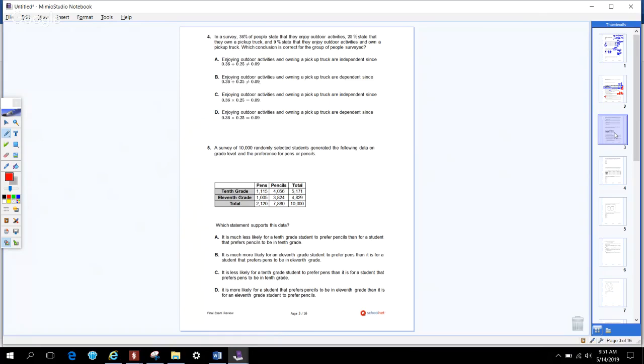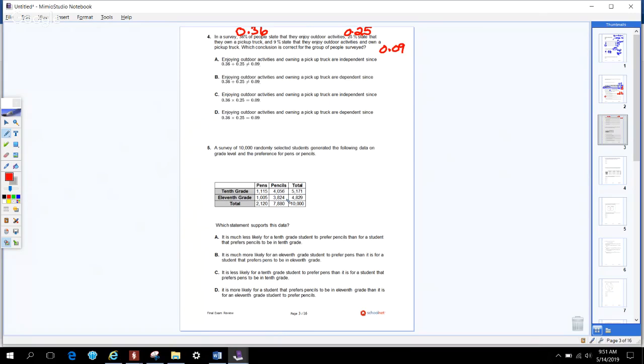Next. In a survey, 36% of people state that they enjoy outdoor activities, 25% state they own a pickup truck, and 9% state they enjoy outdoor activities and own a pickup truck. So first, we're going to have to turn these into decimals. We've got 0.36, 0.25, and 0.09. It wants to know if they're independent.